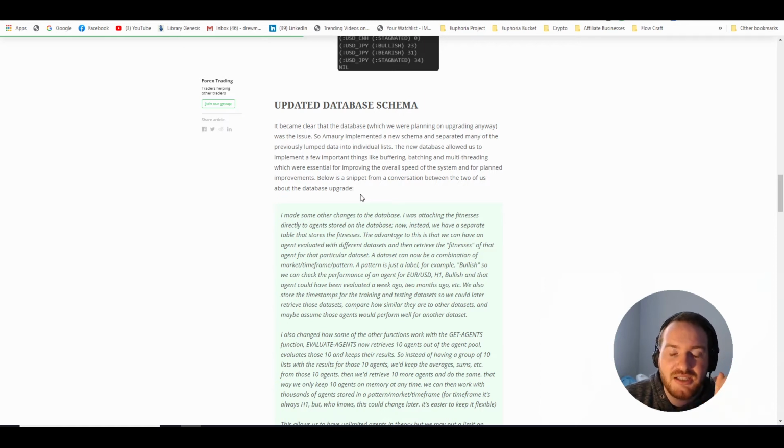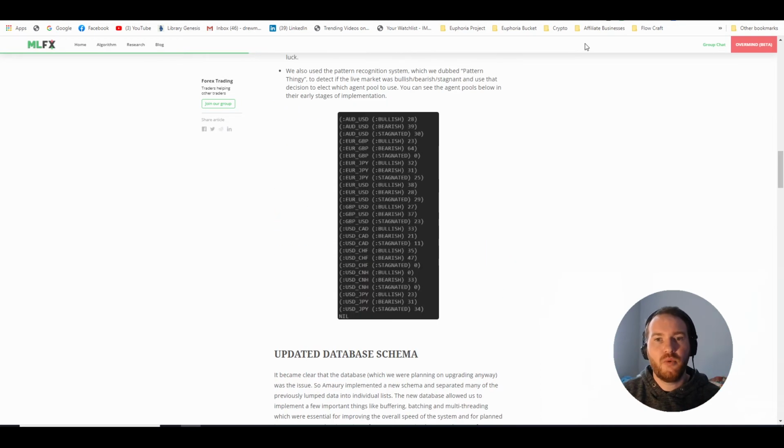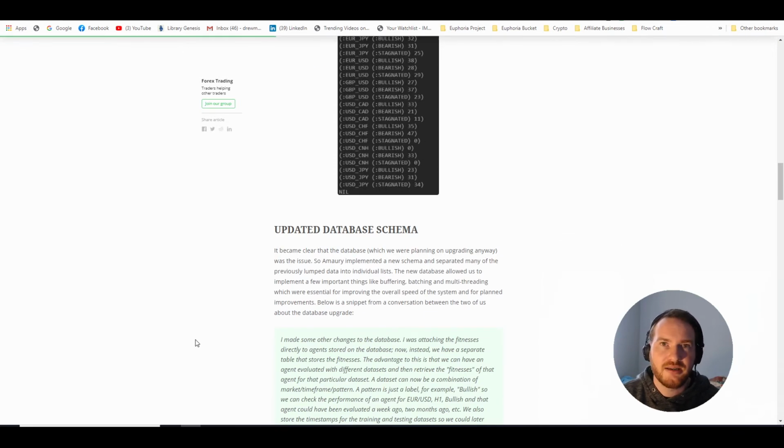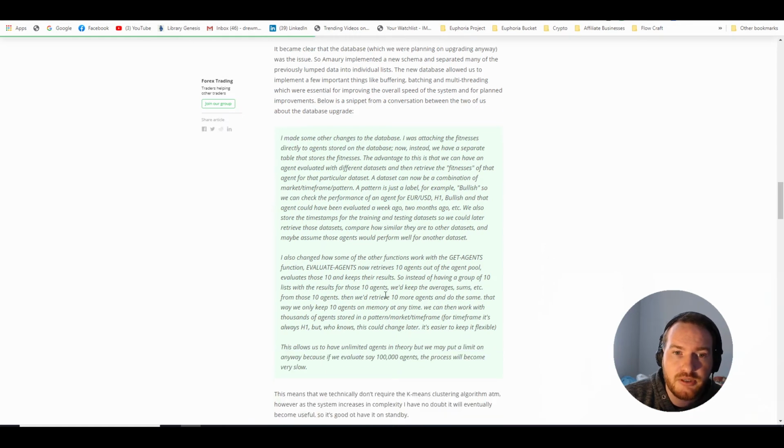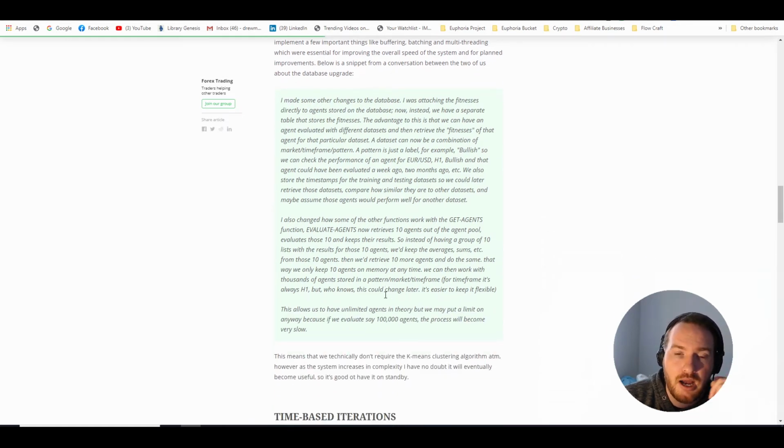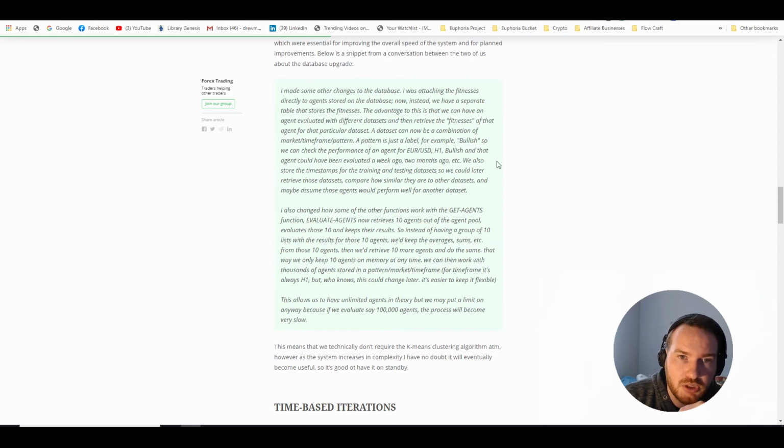But the next step, which actually had to happen with these first two, was the database update. So an updated schema that enabled us to do many different things, including buffering, including batching of agents, including multi-threading capability, which we're not really utilizing as of now, but we definitely will be in the future. So it was really a precursor to many of the different changes that we are looking to make, and the necessary step at the foundation level. So not too much to really go into detail here. I'll read a little bit of a snippet from what Amory was talking to me about.